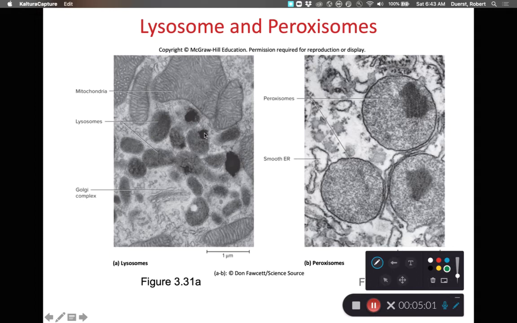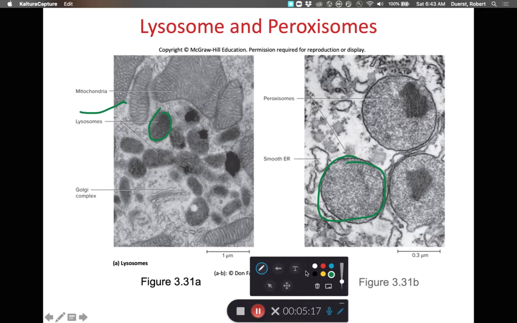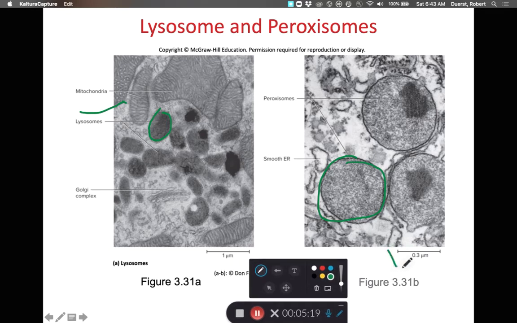So here we can see some lysosomes present. Those lysosomes are near some mitochondria. And then here we have some peroxisomes present. Note how the lysosomes and the peroxisomes are very similar looking in appearance. It's difficult to tell them apart, and I'm covering up the sense of scale here. So here, this is 0.3 microns versus 1 micron, so we're much more zoomed in on the right compared to the left.